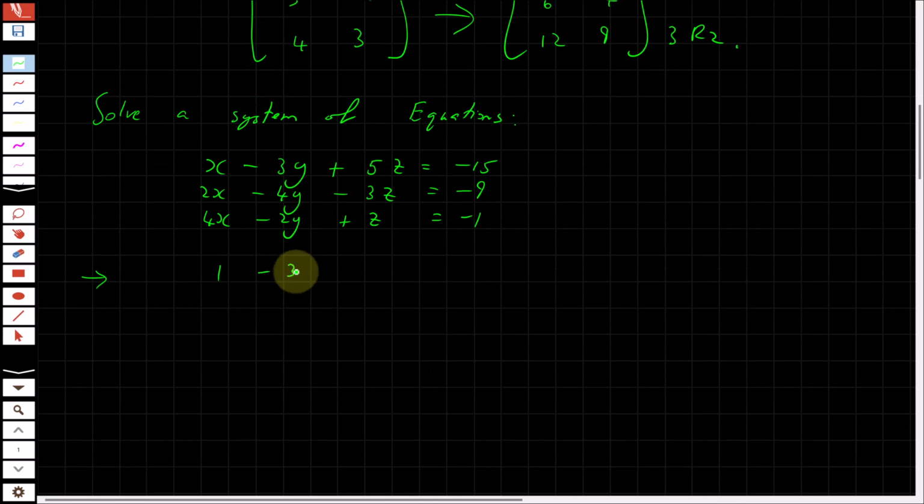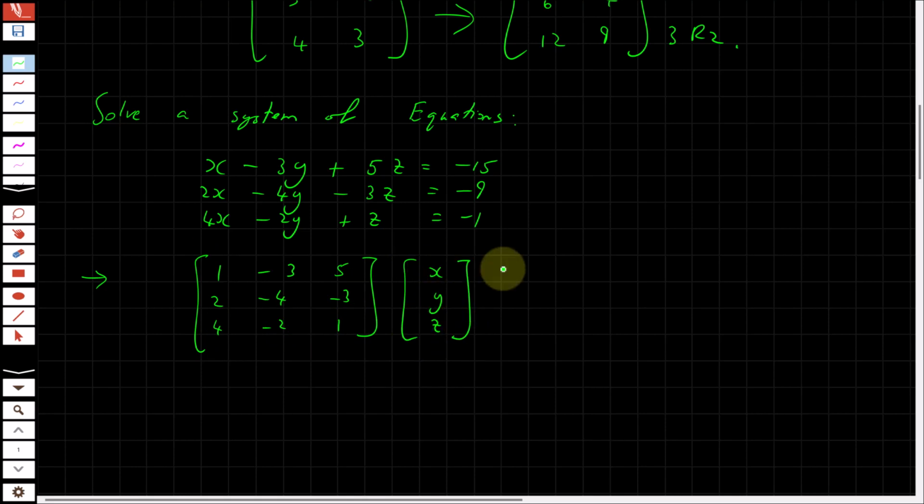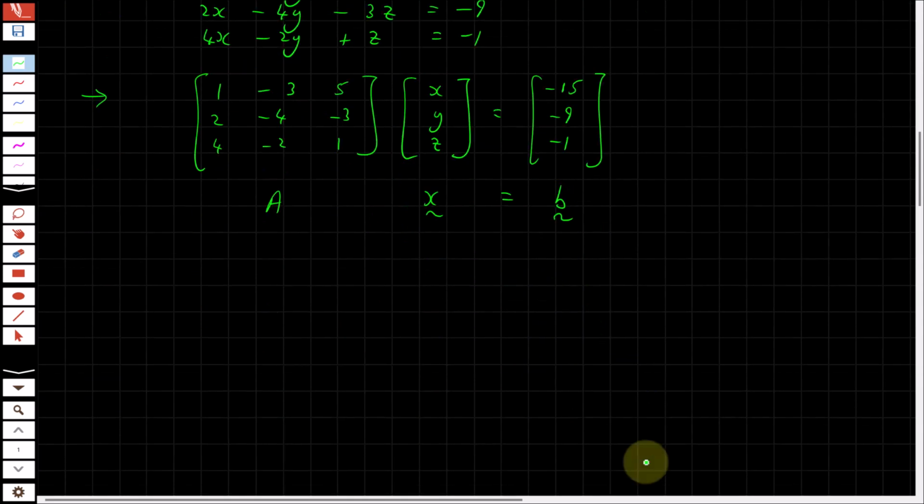So let's take the numbers out of this system of equations and put them in a matrix. We have the variable vector x, y, z, and we have the right hand side. So the first matrix we'll call A. We have the x vector and the b vector for the right hand side. So we need to solve for the x vector.